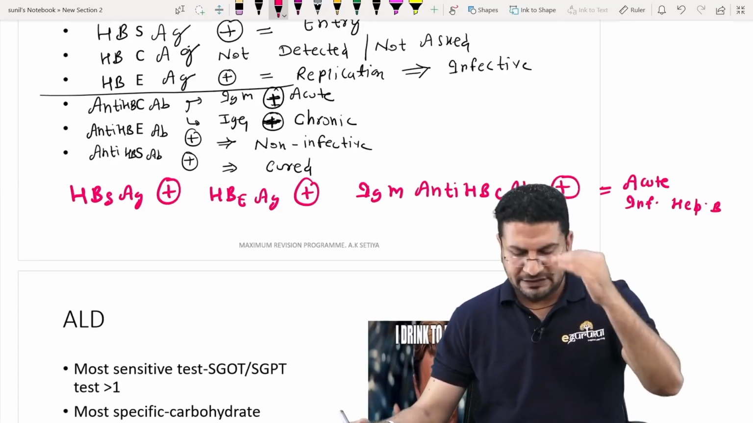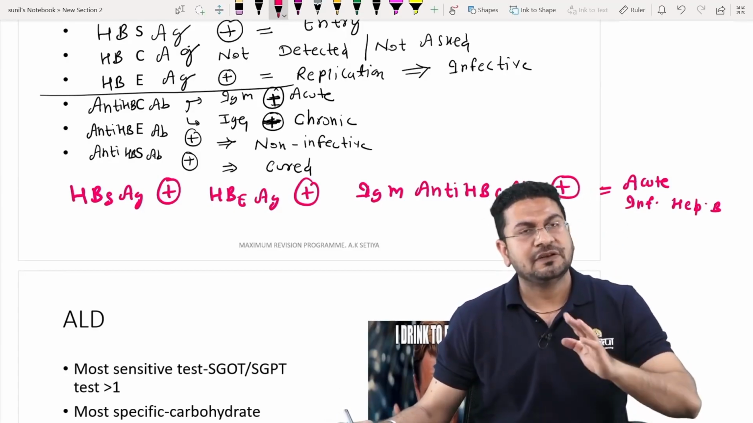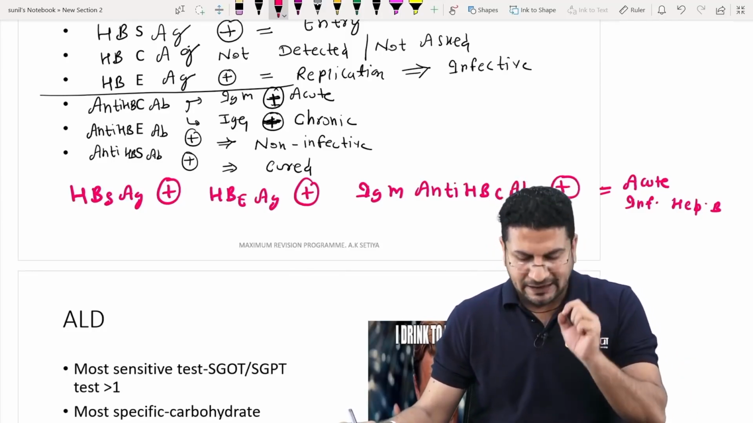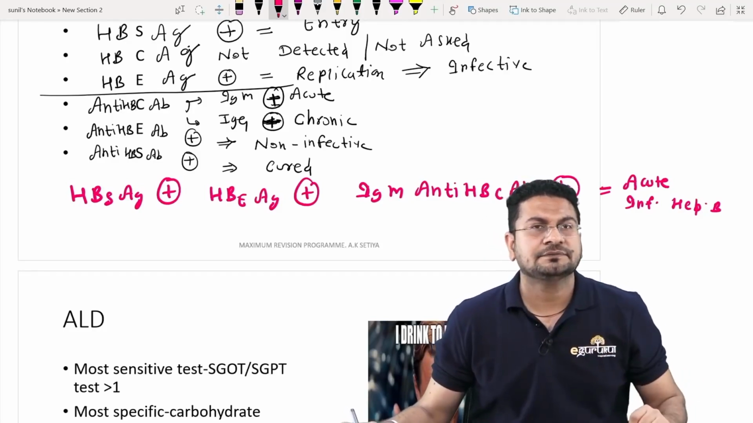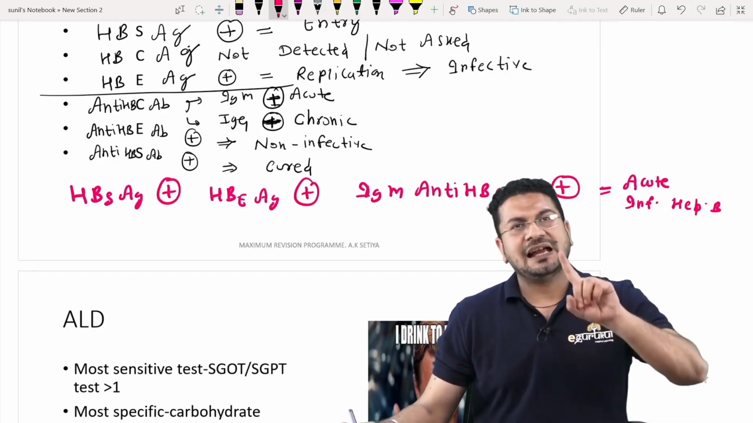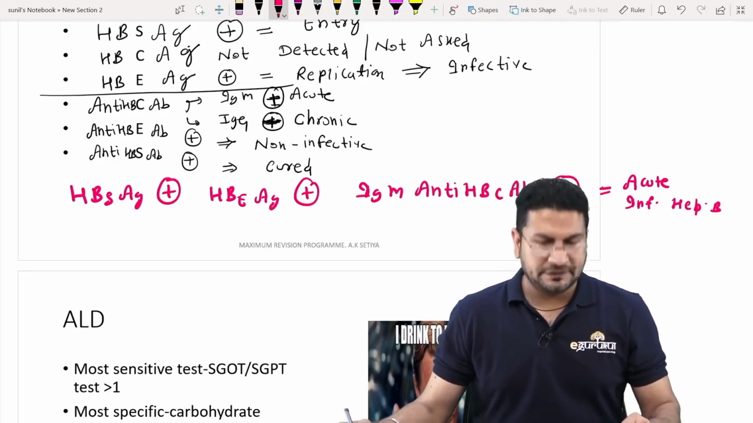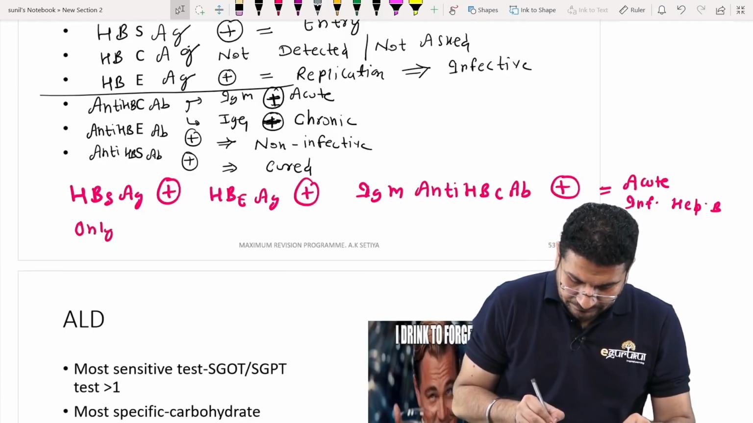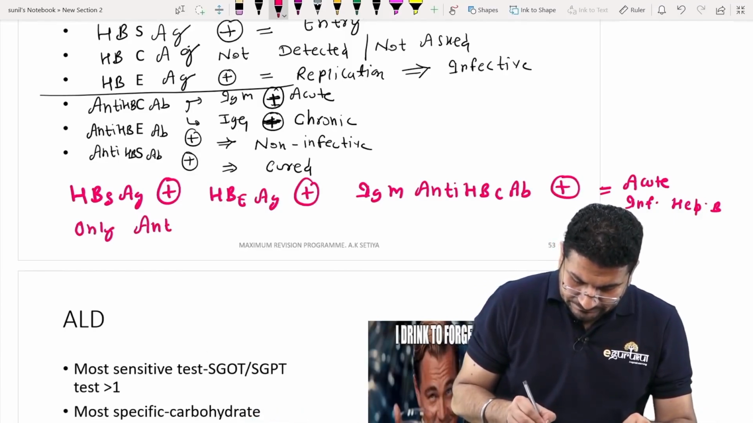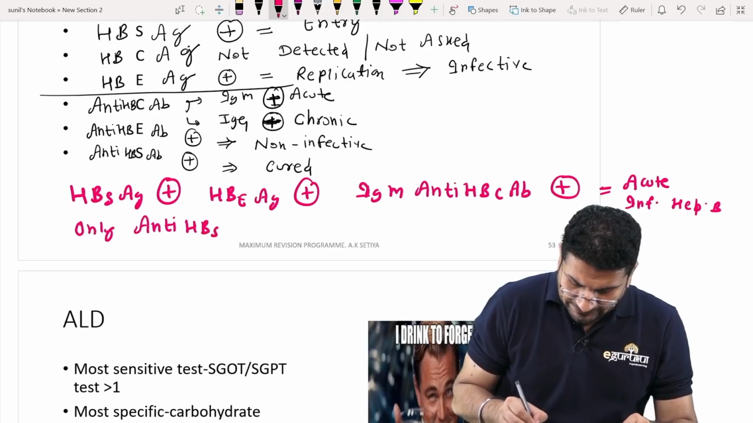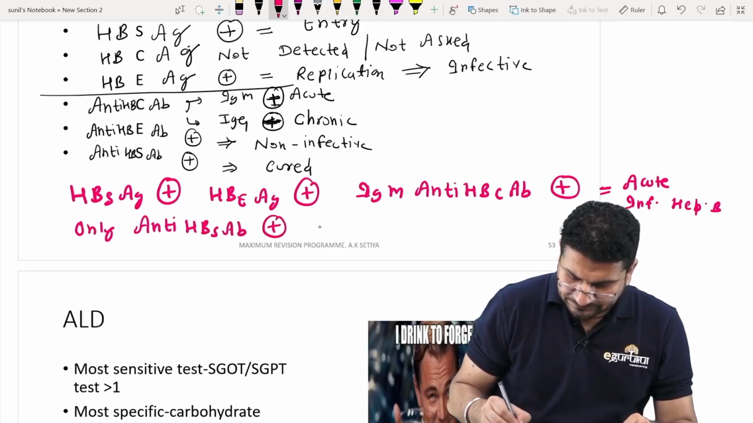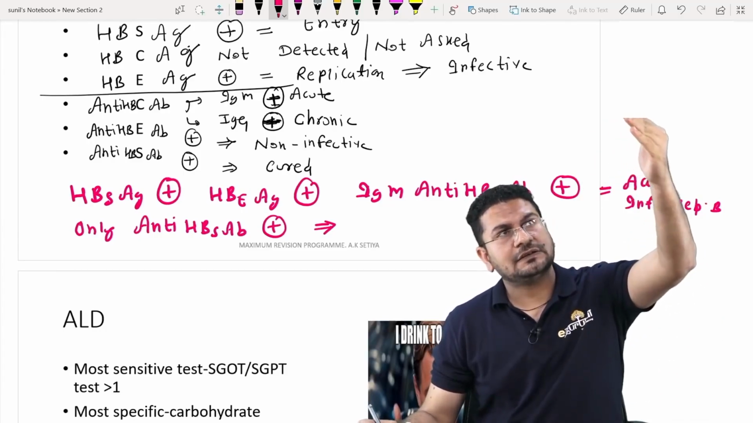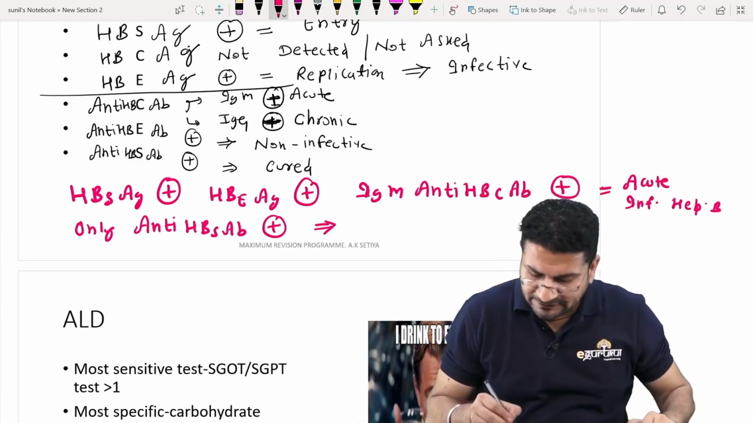So understand this. If I say HBe antigen is negative, it will be non-infective. Or instead I can write anti-HBe antibody positive. Again it will be non-infective. If I replace the word IgM with IgG, it will convert into chronic. Right? Okay, if I say only anti-HBs antibody is positive, it means virus have not entered, no entry. No entry means this is called vaccinated.